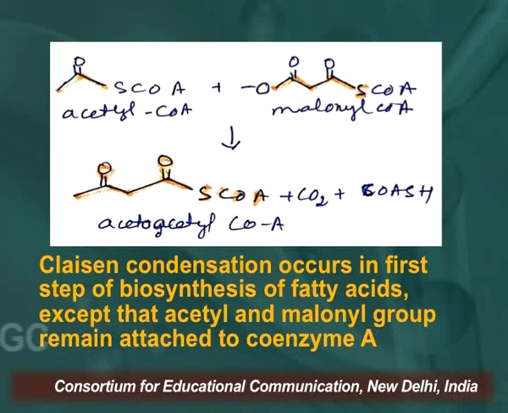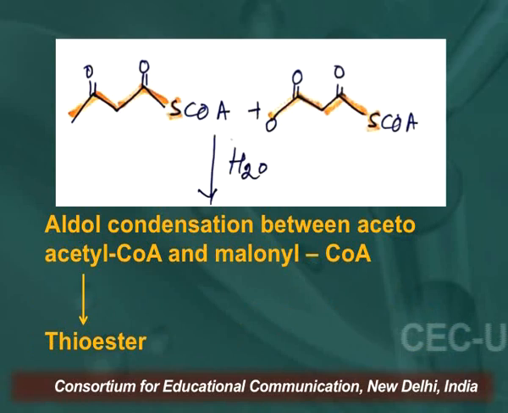As you can see on your screen, between acetyl coenzyme A and malonyl coenzyme A, the Claisen condensation reaction takes place, and we get acetoacetyl coenzyme A. So in acetoacetyl coenzyme A, only the malonyl group remains attached to coenzyme A. And in the second step, aldol condensation takes place between acetoacetyl coenzyme A and another acetyl coenzyme A, and during that we get a thioester. So this is hydroxymethyl glutaryl.